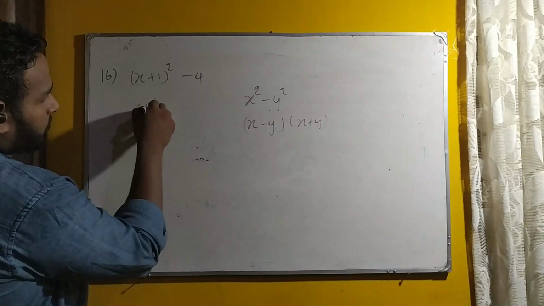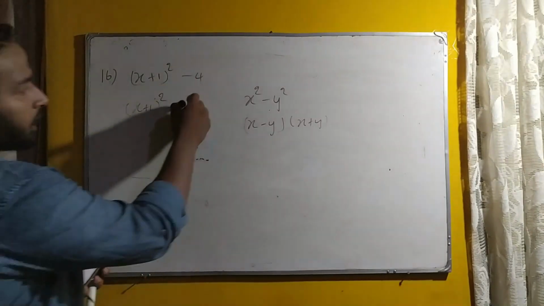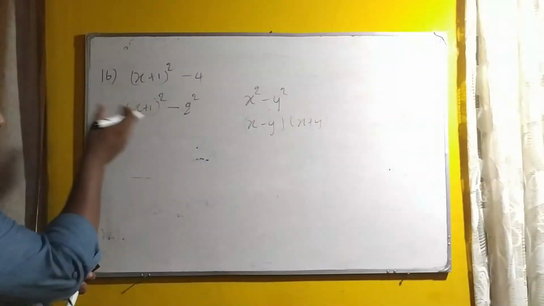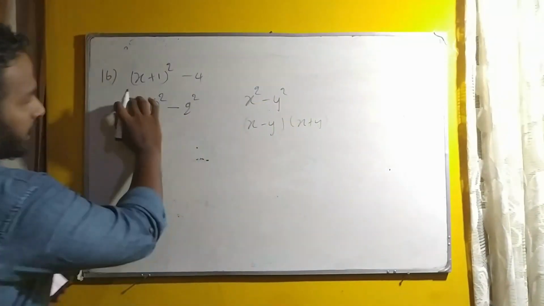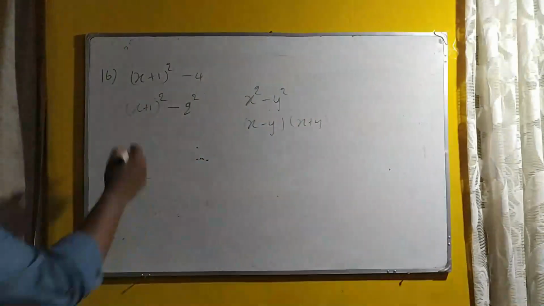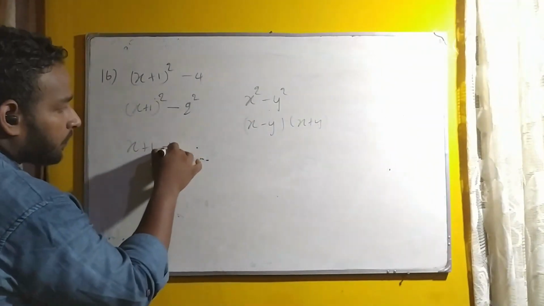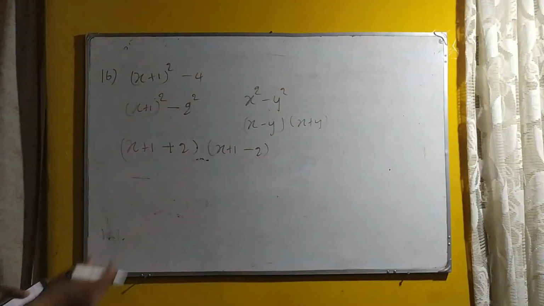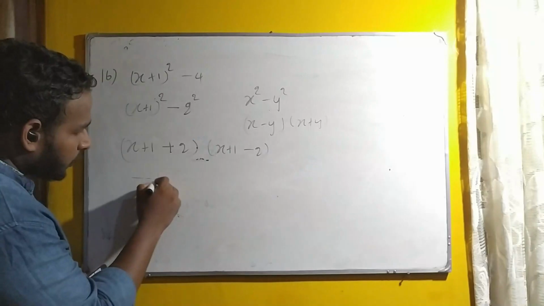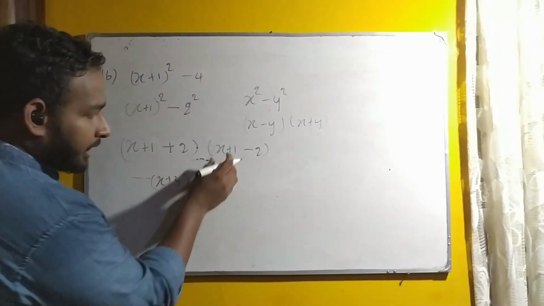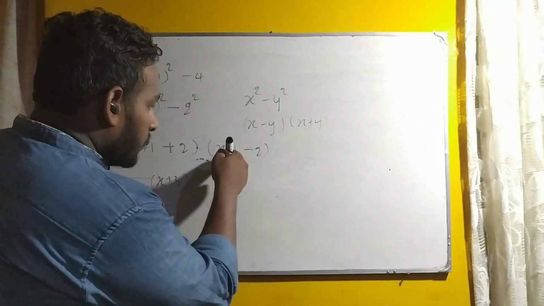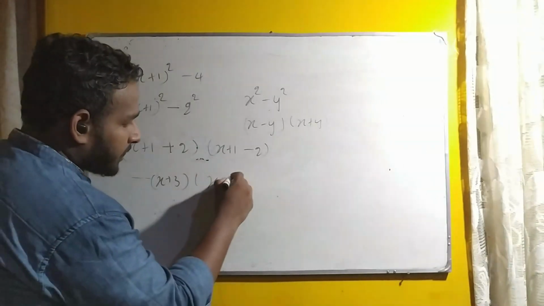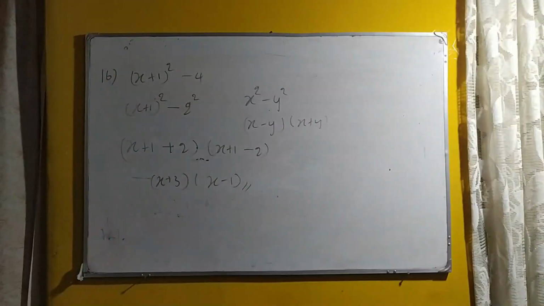This one, (x plus 1) to the power 2 minus 4, how can you write 4 as 2 to the power 2? So think of this one as x and this one as y. So this one to the power 2 minus this one to the power 2. That means this one plus 2, this one minus 2. Here x, 1 plus 2 is 3, then x plus 3. Here x plus 1 minus 2, 1 minus 2 is minus 1, then x minus 1. This is the answer of the 16th question.